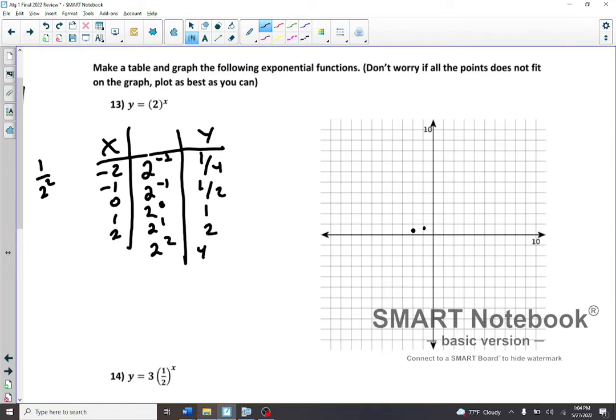Negative 1 comma a half, somewhere in the middle. 0 comma 1. 1 comma 2. And then 2 comma 4. And then it should make a curve like this. But you're like, wow, that was easy. Well, you could make it even easier.